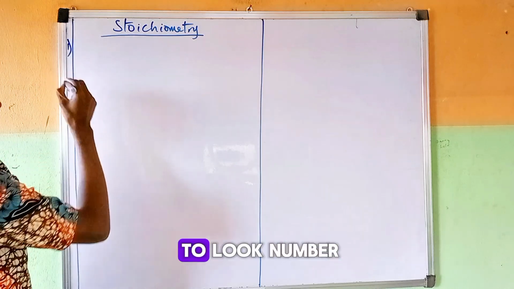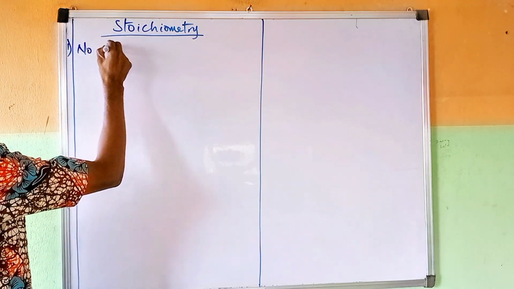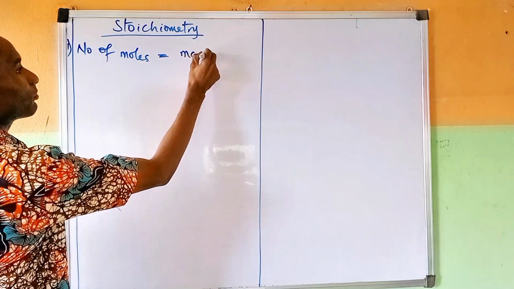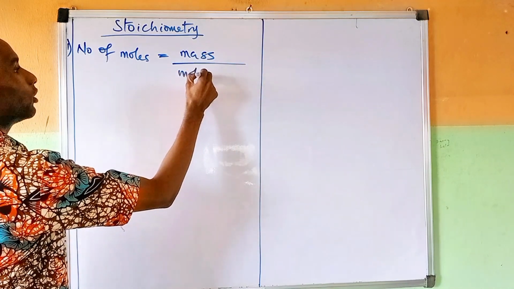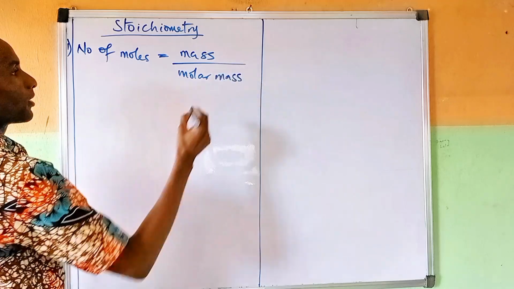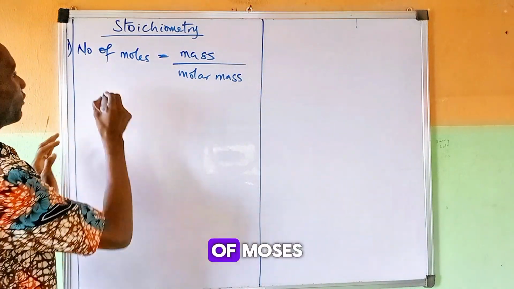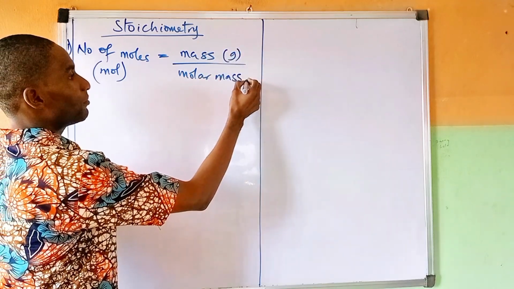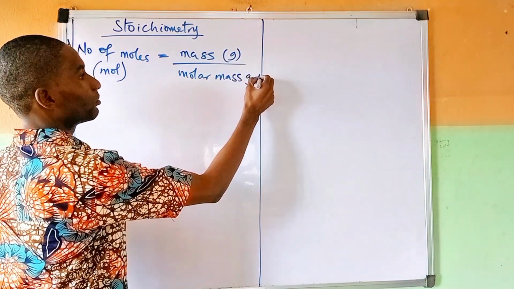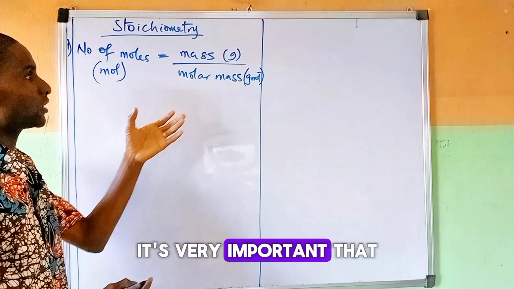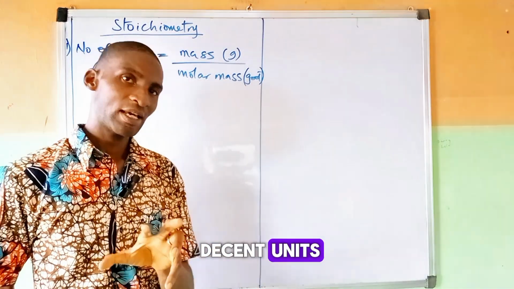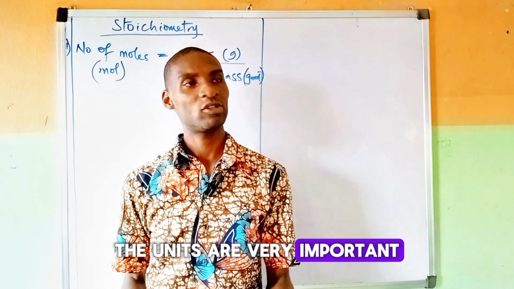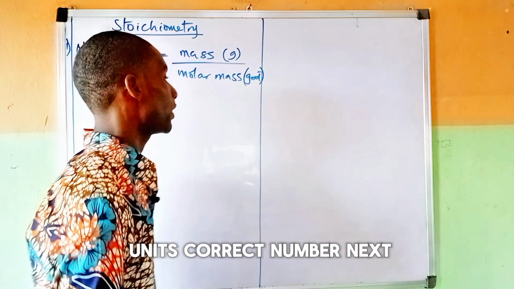The first formula I would like us to look at is number of moles equals mass over molar mass. Now the unit of number of moles is mole, the mass is in gram, and the molar mass is in gram per mole. It's very important that you make use of these units, because when you are writing theory exams, the units are very important. You must get the units correctly.